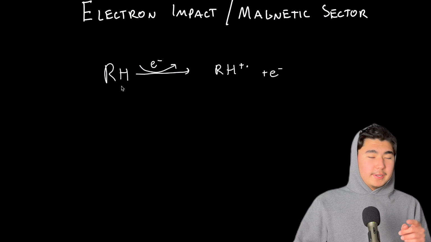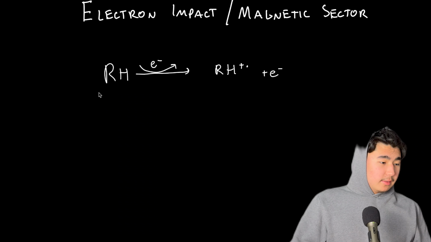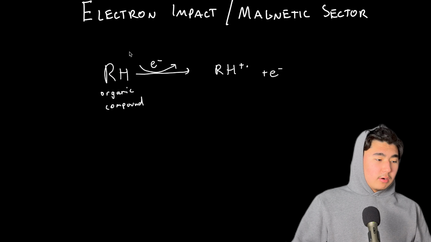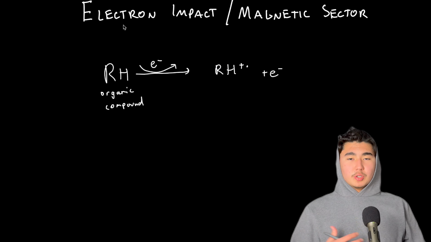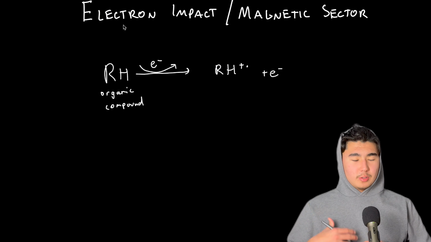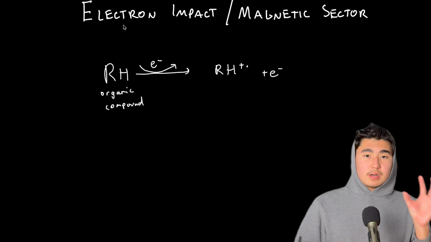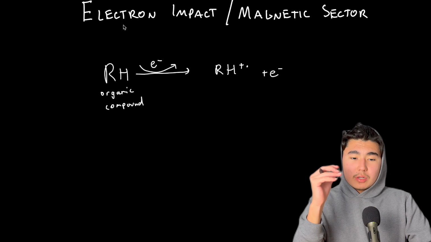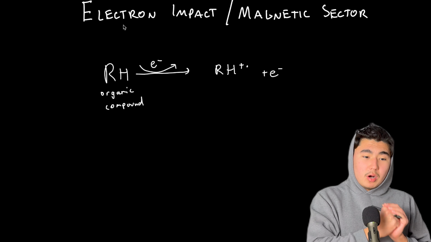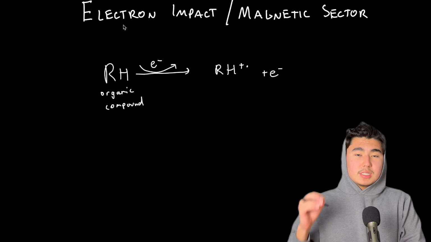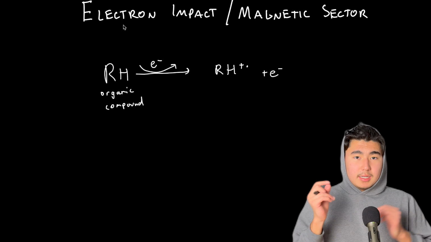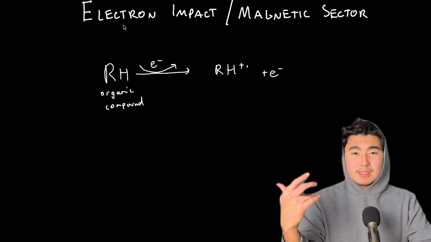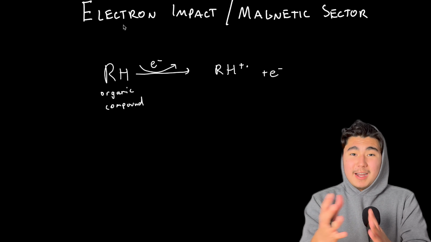This RH over here is just a random representation of our organic compound. That R is just an R group, whatever carbon group we have, like methyl or ethyl, anything like that. So that is our organic compound. What happens is that a high energy electron strikes our organic molecule and pretty much dislodges its valence electron. Now, we're going to go back to some basic stuff in chemistry, which is ionization energy.